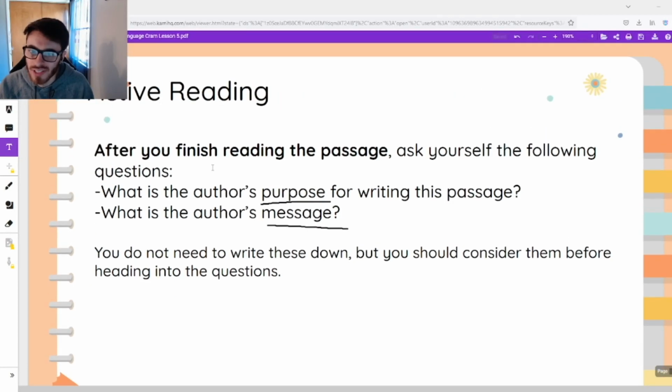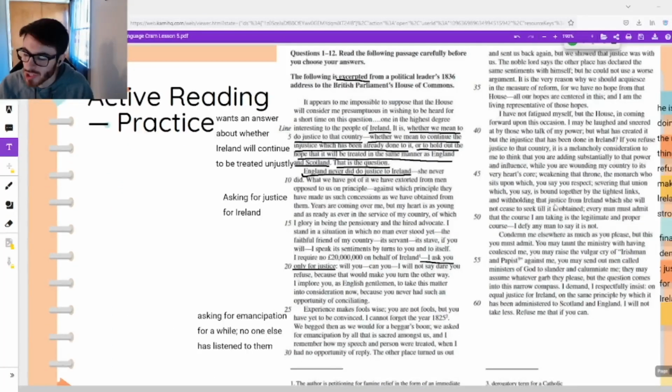Now, our final step. After we finish reading the passage, we'll quickly think about what is the author's purpose for writing this passage and what is the author's message. If you remember when we talked about rhetorical situation, purpose is what they hope to achieve. It's what they're trying to do for their audience. And message is the main idea, the main point, right? So I think in this case, the message is obviously that Ireland should have justice. Ireland should be emancipated. That's the message.